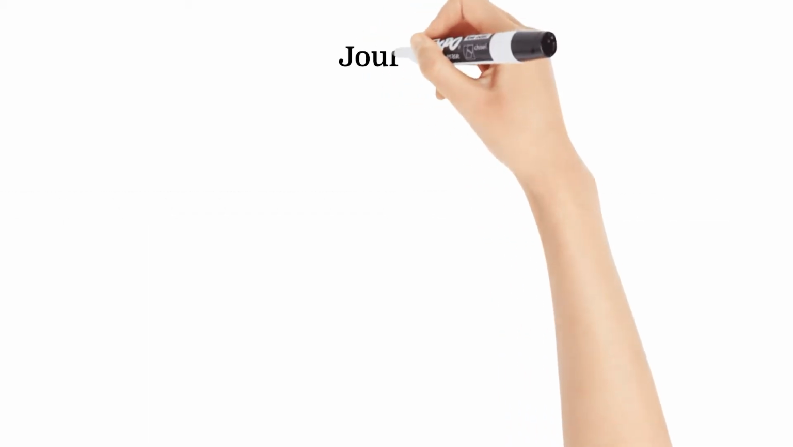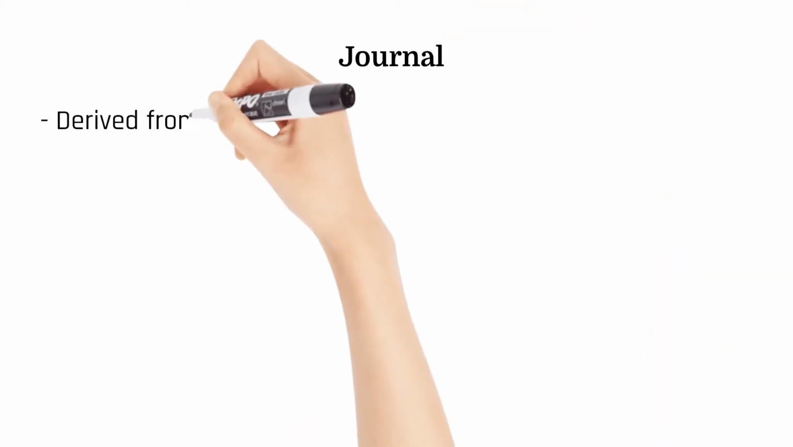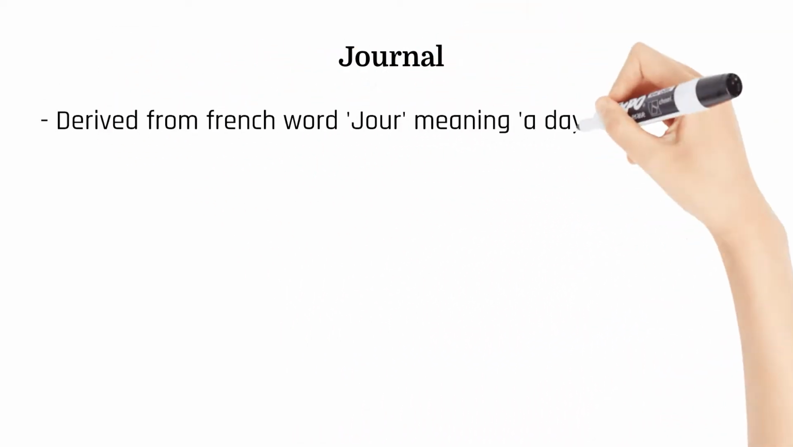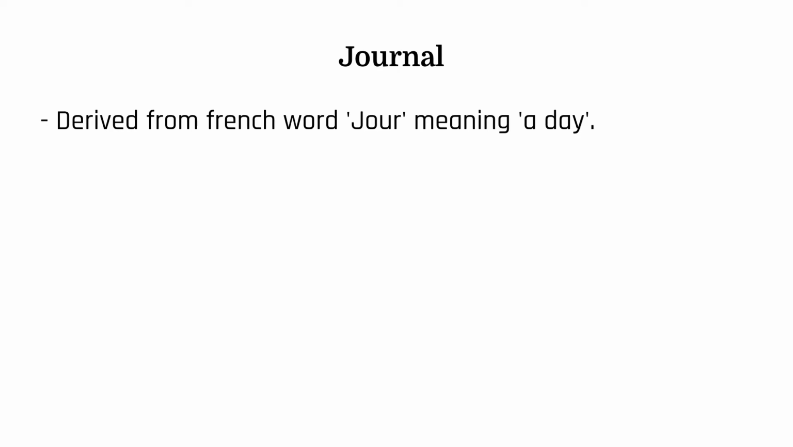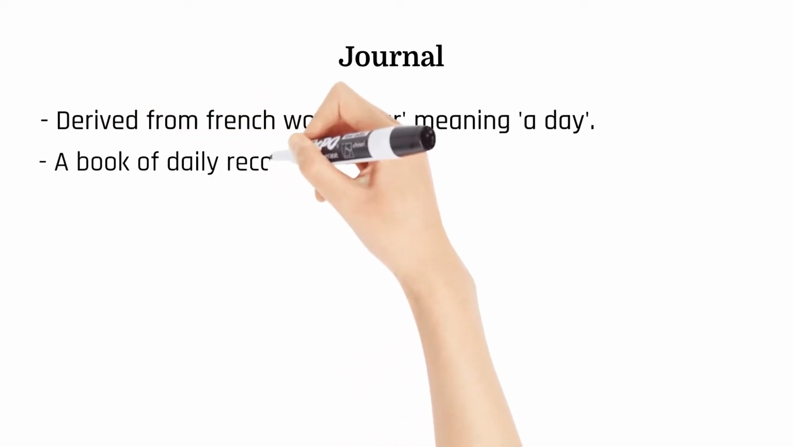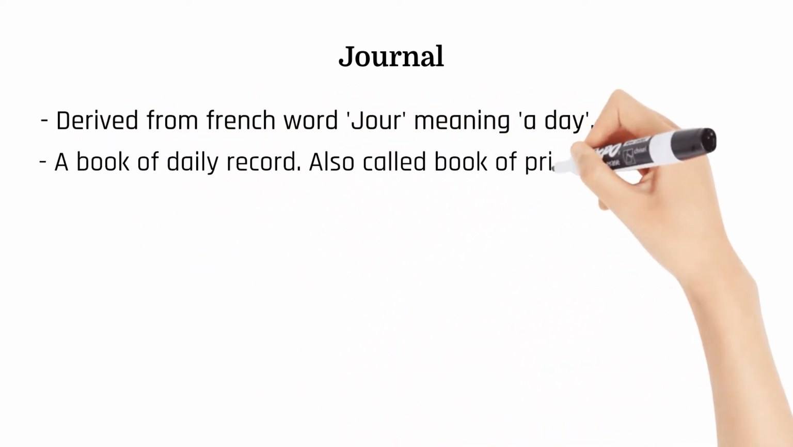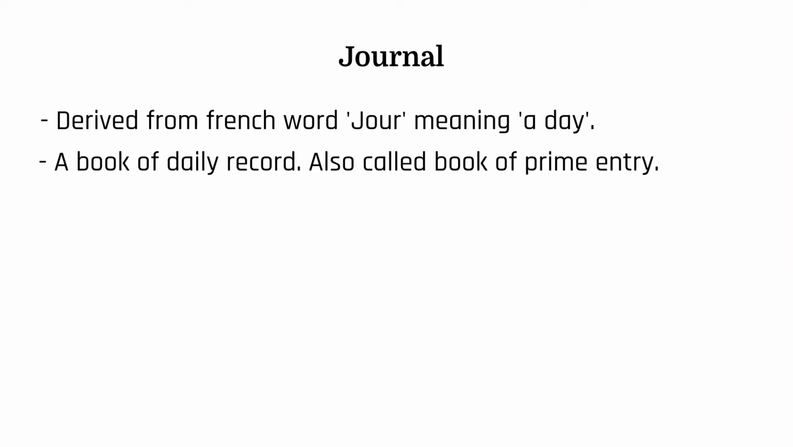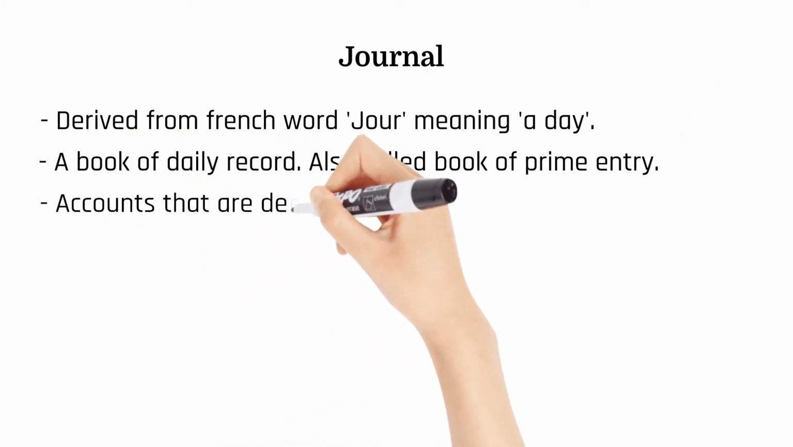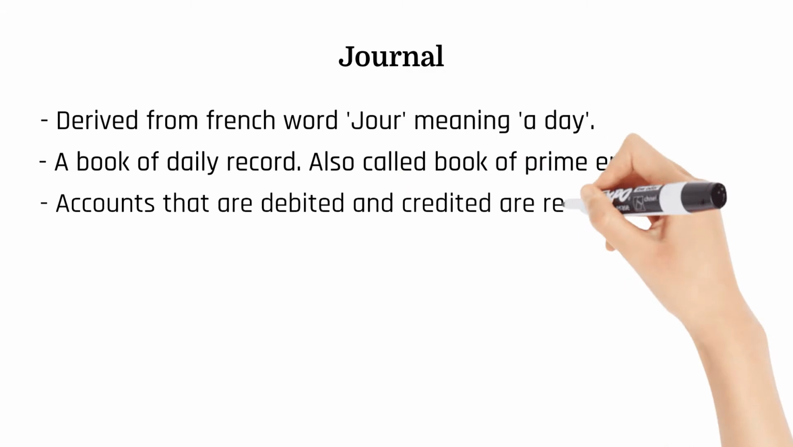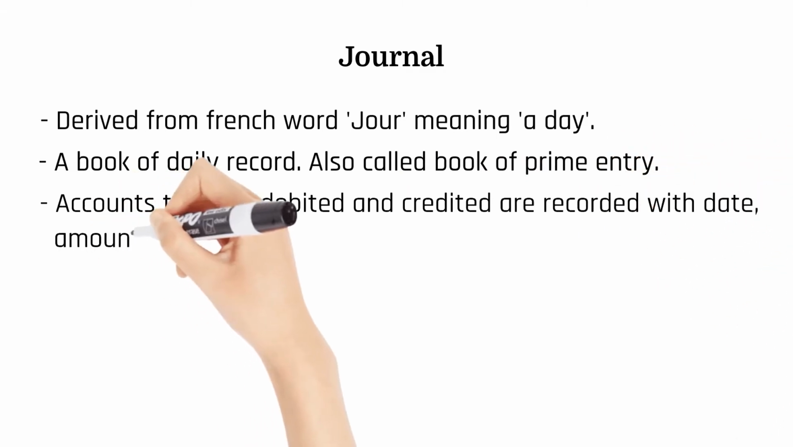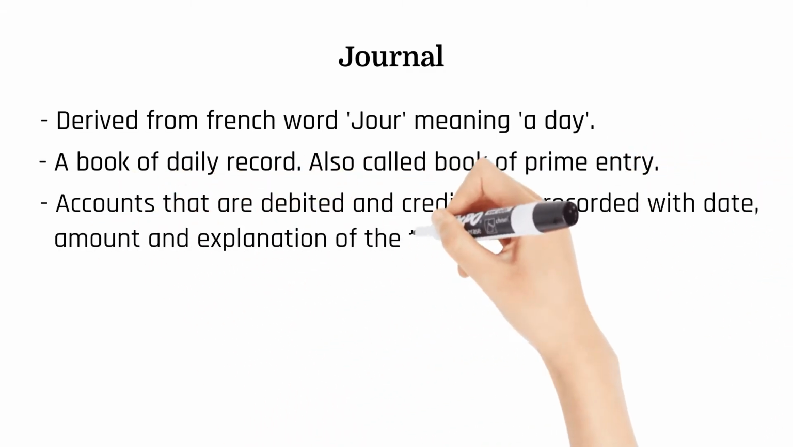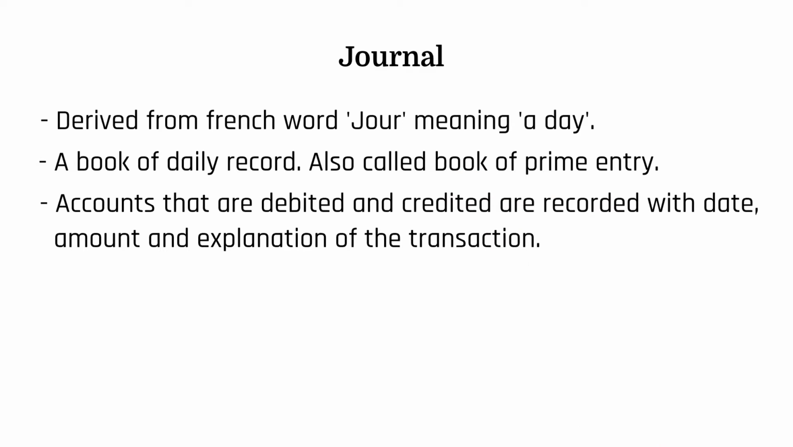The word journal is derived from the French word jour, which means a day. So day-to-day business transactions are recorded in the journal. It is also called the books of prime entry. It gives information about the date of the transaction, the accounts that are debited and credited along with the amount. It also gives a brief explanation of the transactions.